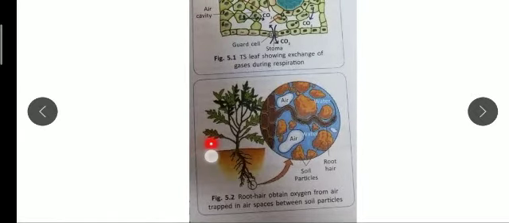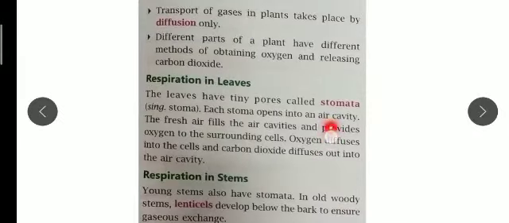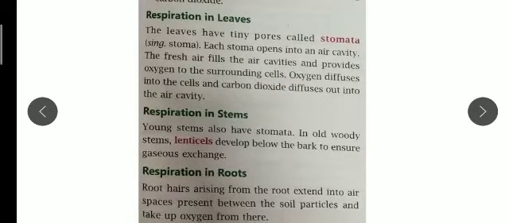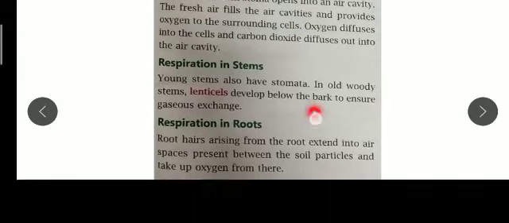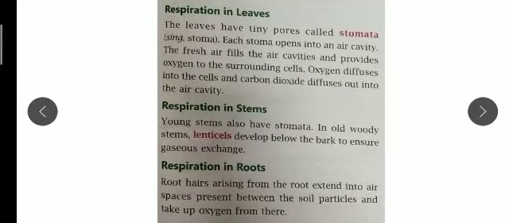Okay, that is respiration in root. So remember the three: stomata, which is present in the leaf; lenticels, which are present in the woody stems of old plants; and roots, through the root hair. Through the root hair the root part of the plant respires. Lenticels are for the woody ones, and young stems have stomata, so they can easily respire.